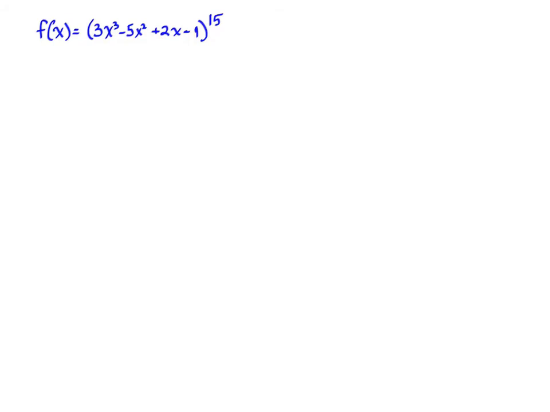But the chain rule allows us to view this as a composite. So the outside function is the power function u to the 15th. The inside function is just that polynomial. So we can differentiate the outside with respect to the inside. That means keep the inside the same, and multiply it by the derivative of the inside using the chain rule.